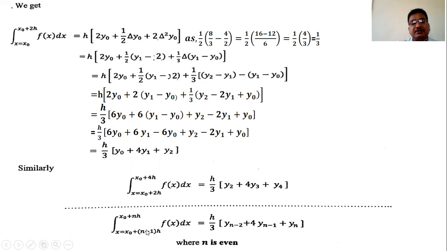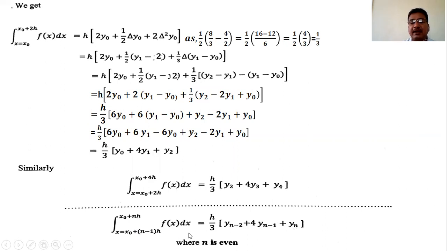So these are the end points of the last two intervals, from x naught plus (n minus 2)h to x naught plus nh. This integral is h by 3 times, and the corresponding value of y: corresponding to x naught plus (n minus 2)h is y n minus 2, corresponding to x naught plus (n minus 1)h is y n minus 1, and corresponding to x naught plus nh is y n. So h by 3 [y n minus 2 plus 4 y n minus 1 plus y n].